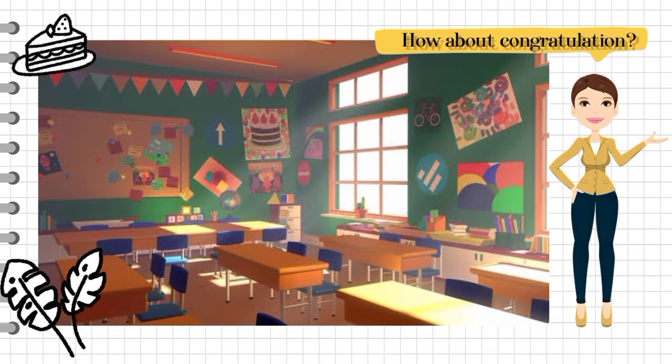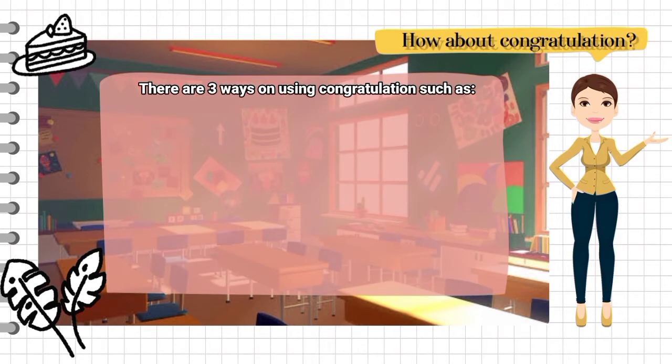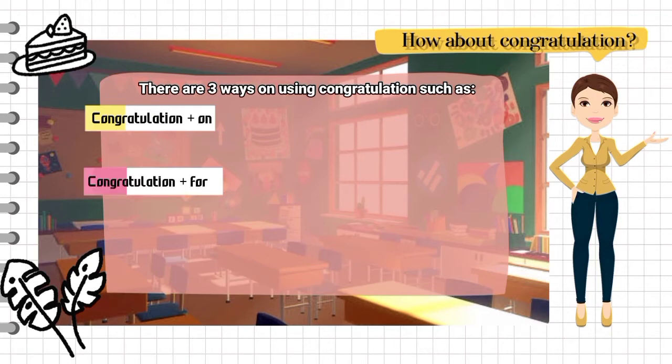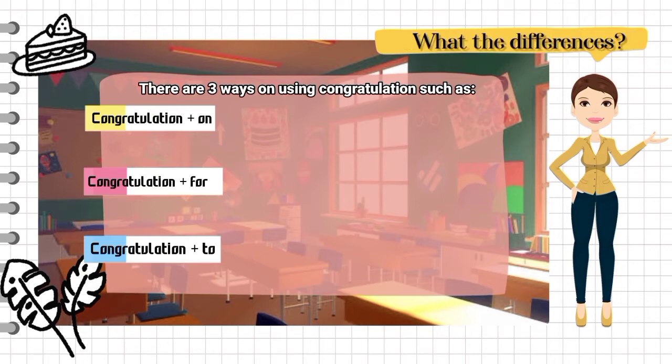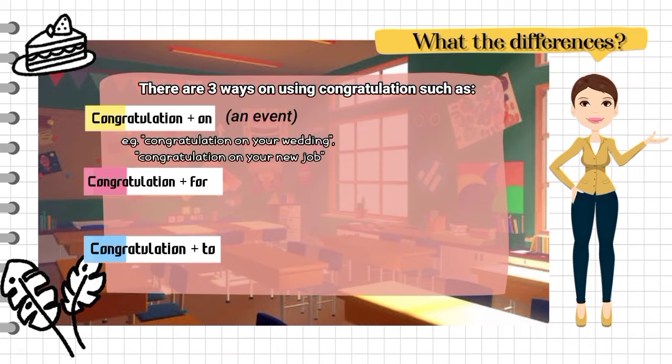Then, how about congratulations? There are three ways of using congratulations. First, we can use congratulations on. Second, we can use congratulations for. The last, we can use congratulations to. Okay, miss, what is the difference? Okay, the first, congratulations on, is used for a special event. For example, congratulations on your wedding, or congratulations on your new job.